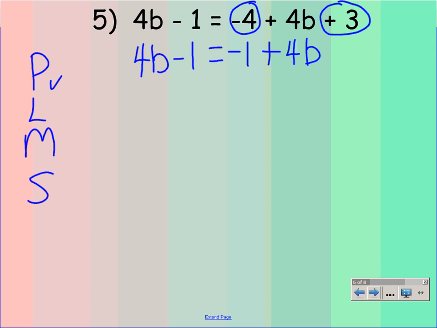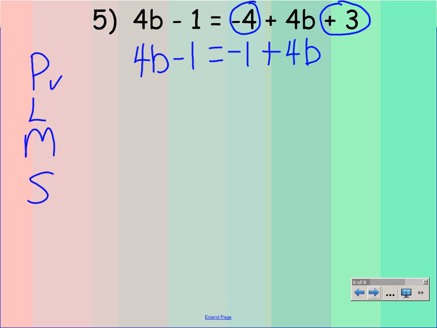And right away, your brain should be saying, okay, well, I've got a 4b on the left, and I've got a 4b on the right. Ooh, I've got a negative 1 on the left, and I've got a negative 1 on the right. So that, to me, tells me it's basically the same thing. But let's go ahead and finish out this problem, carry it out so we can see the last step, and I want you to do that as well.